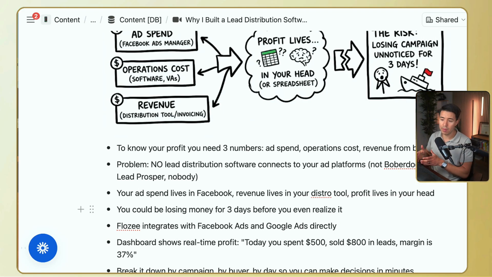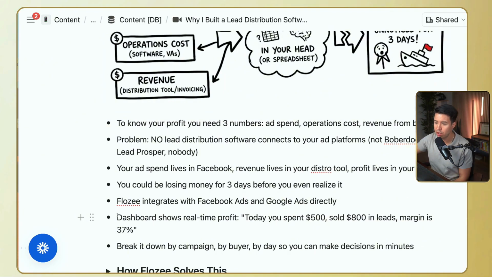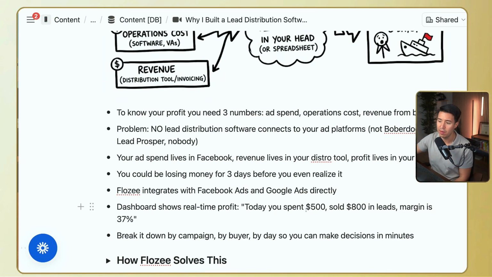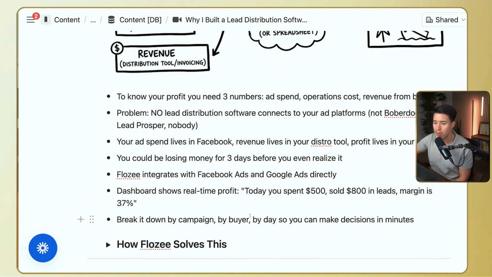You could be losing money for 3 days before you even realize it, right? If you're not going and updating your sheet or whatever you have, this tool we're building can notify you in real time, and you can also go into the platform and see in real time your profits. So the dashboard shows you real-time profits. Today you spent 500, sold 800 in leads. Your margin is 37%. We break it down by campaign, by buyer, by day, so you can make decisions in minutes.